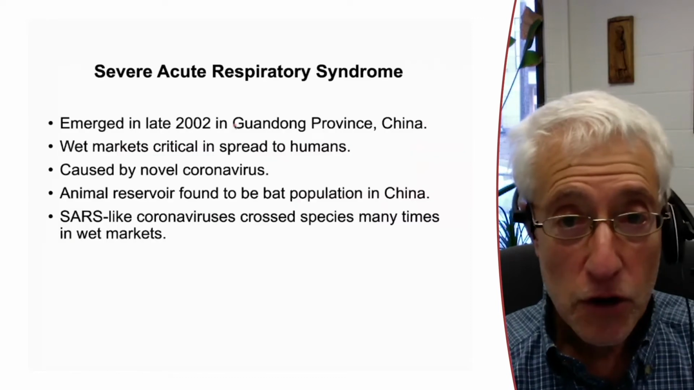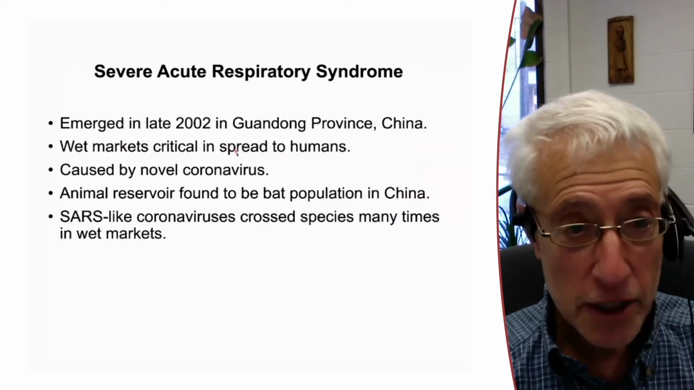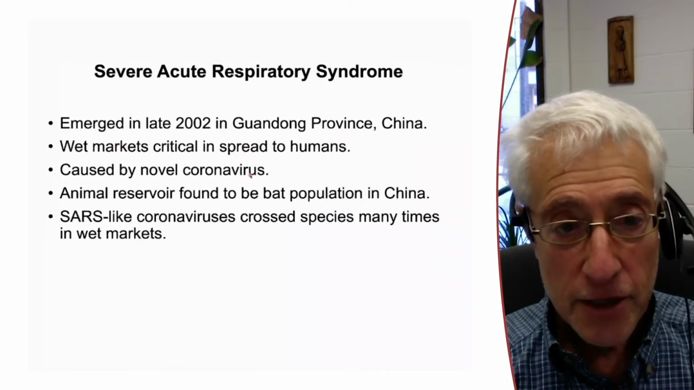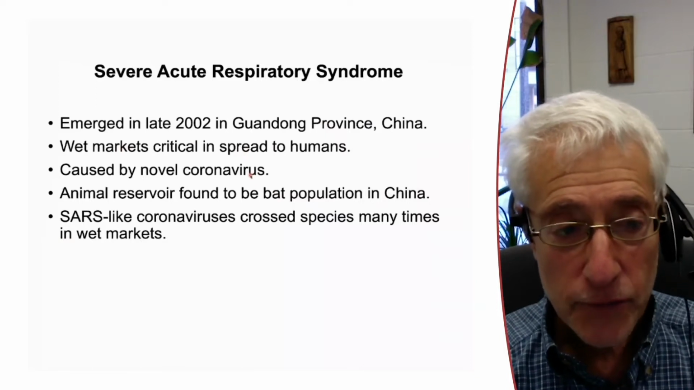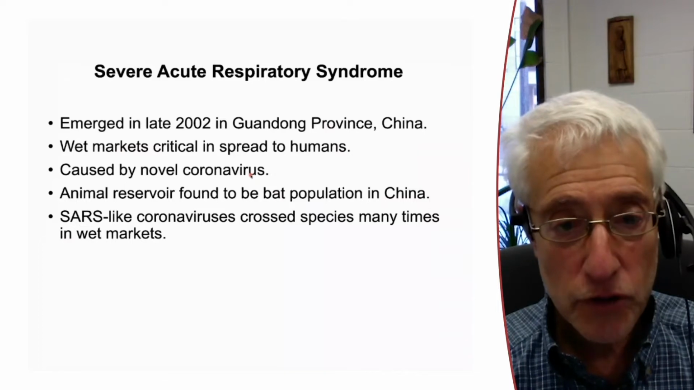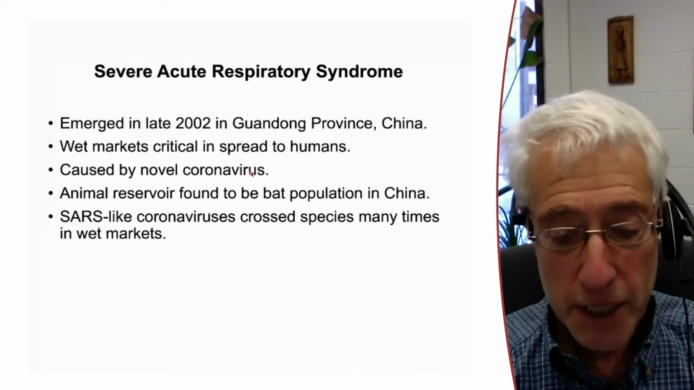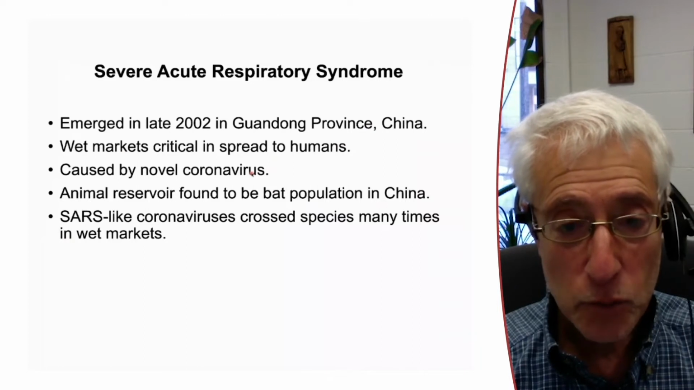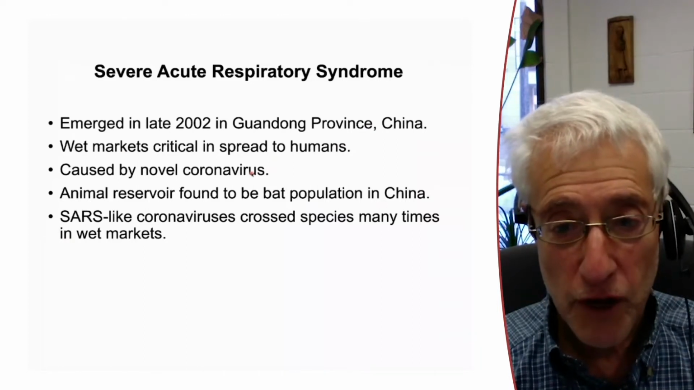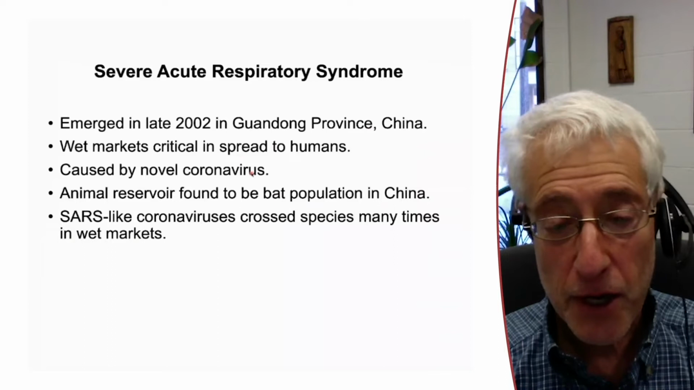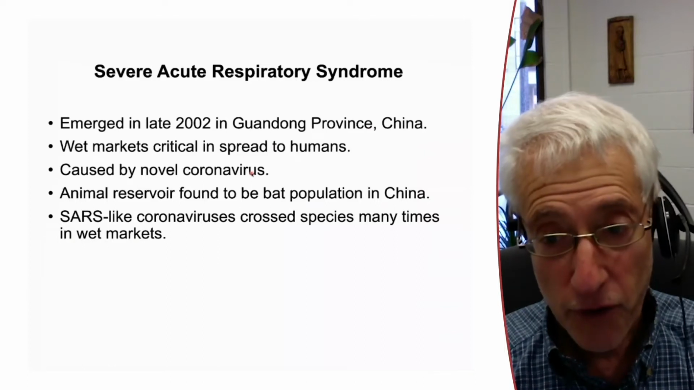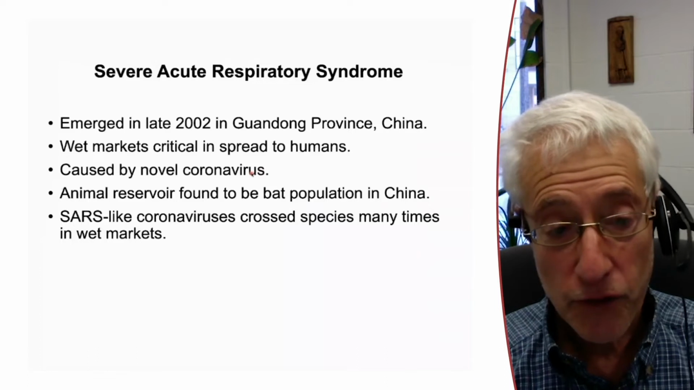So SARS appeared in Guangdong province in China in 2002. It spread in wet markets, and this was different than SARS-CoV-2 because it was clear that the virus was spread by these intermediate animals that I'll show in the next slides. But it took a while to prove that bats were the original source for the virus. With SARS-CoV-2, we have a better feeling for bats being the original source, but we don't really have a good idea on how the virus crossed species to infect humans.